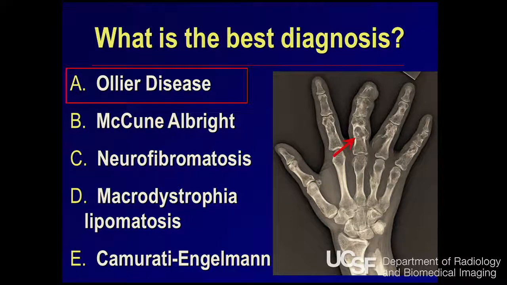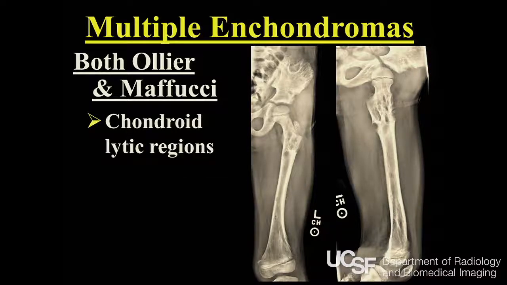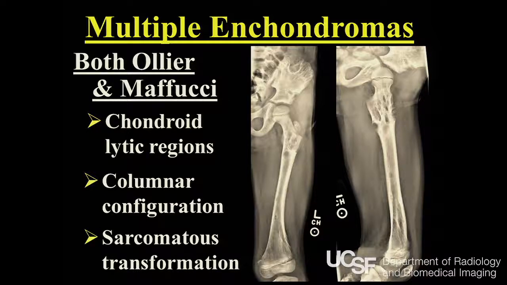Ollier's disease. So, multiple enchondromas are found with both Ollier and Maffucci's syndrome. In both cases, we see the enchondromas as these bizarre chondroid lytic regions that have a columnar configuration and have an increased risk of sarcomatous transformation.